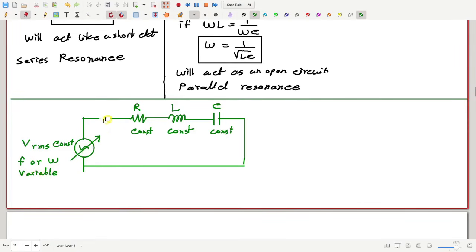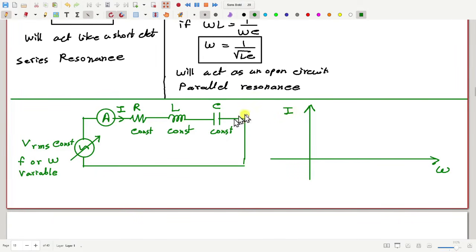Now in this circuit, I connect an ammeter and do the following: I change the frequency and note the value of this current I using this ammeter for different frequencies, and then I plot a graph. Let me plot it with frequency omega on the x-axis and the magnitude of current on the y-axis. So how will this graph look?